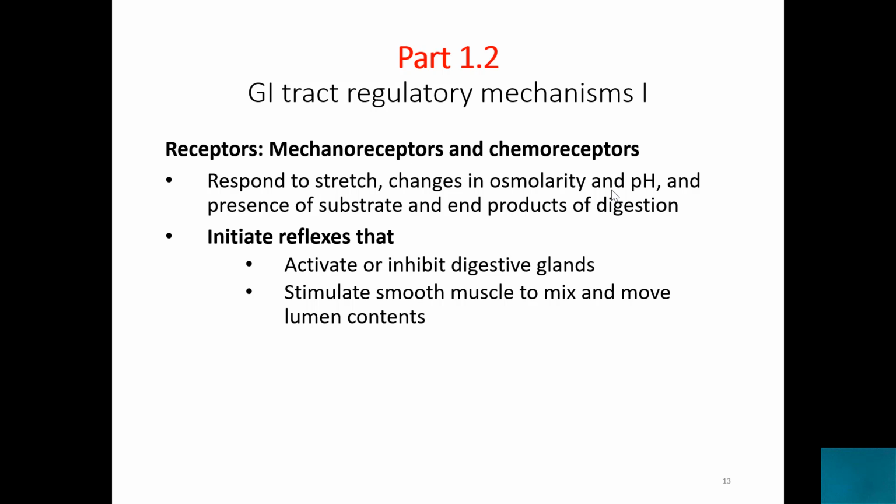And both of them, mechanoreceptors and chemoreceptors, initiate reflexes. Those reflexes, automatic responses, can either activate digestive glands and stimulate smooth muscles to mix and move contents of the lumen in case there is food in the stomach or small intestine. Or those reflexes can inhibit glands and stop all the movement or slow it down when our stomach or small intestines are empty.